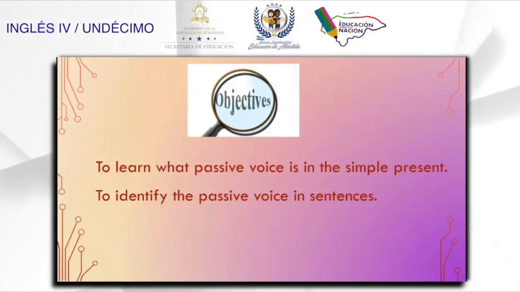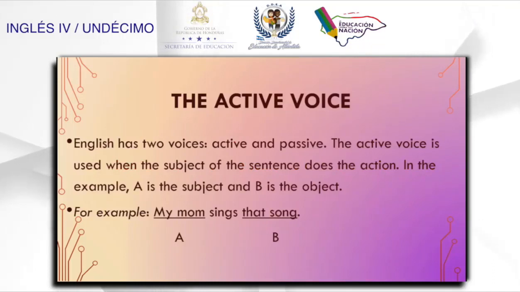Objectives of this class: to learn what passive voice is in the simple present, to identify the passive voice in sentences. The active voice. English has two voices, active and passive. The active voice is used when the subject of the sentence does the action. In the example, A is the subject and B is the object. My mom sings that song. My mom, A, is the subject. In that song, B is the object.